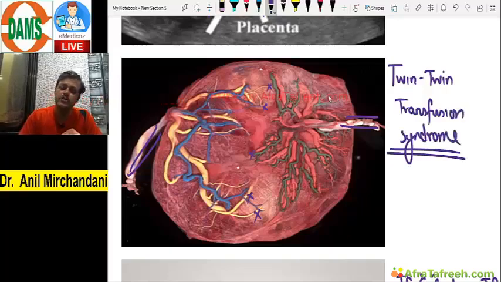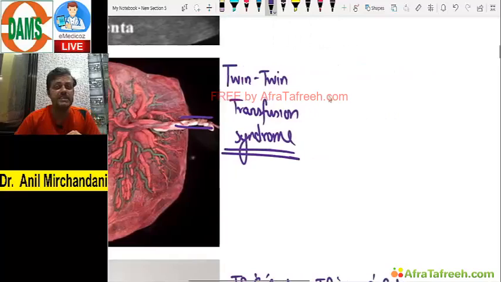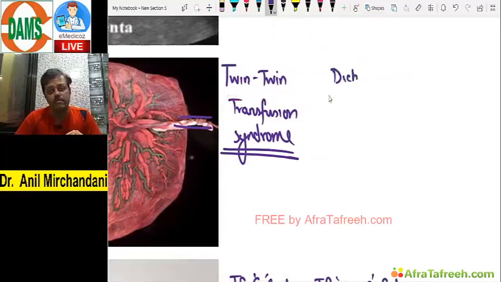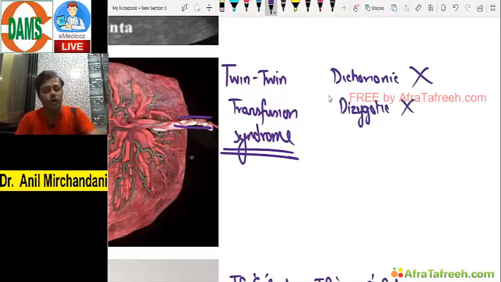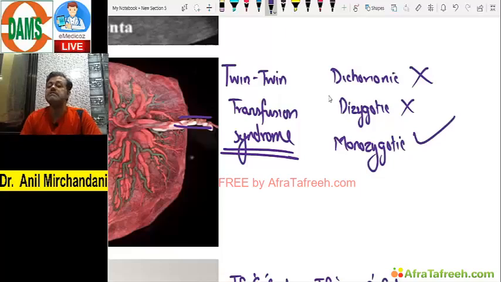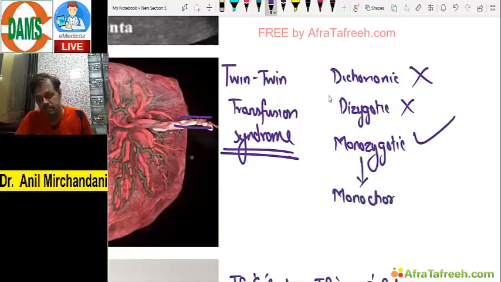Yeah, twin-to-twin transfusion syndrome picture is this one. Guys, can it be seen in a dichorionic placenta? No, never. Can it be seen in dizygotic twinning? No. It will be seen in monozygotic. Of course, yes. But not in all monozygotics. It will be seen in monochorionics only.